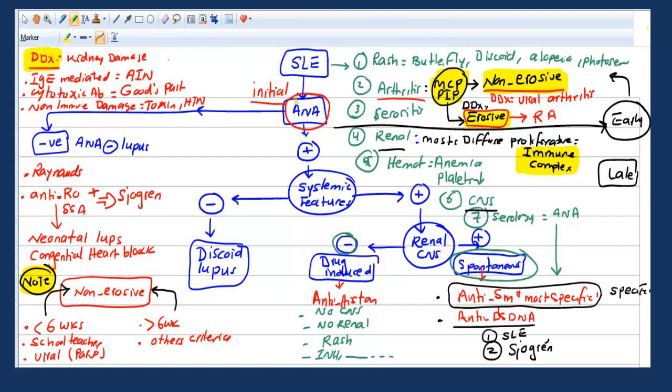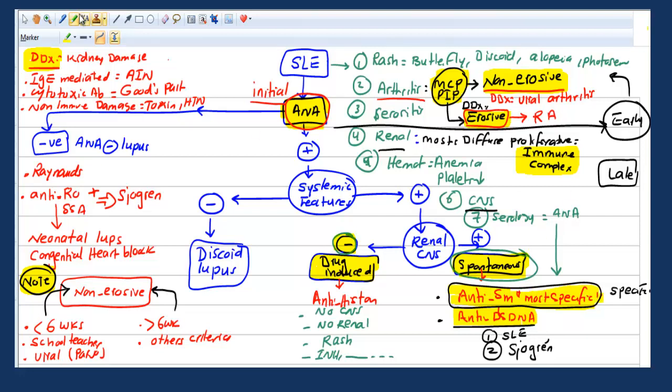Now we'll go back to our biggest slide, the ANA first positive, and go with whether systemic features, and see what these systemic features are. Guys, this may be a bit confusing, but it means no renal, no CNS here. Here I'm talking about drug-induced lupus, and I think antihistone is very high yield, and most of you know it. For spontaneous, try to count how many criteria you have; 4 out of 10 indicates testing for ANA. The most specific is anti-Smith, and the second one is anti-DNA. Both of them are specific enough. All right?